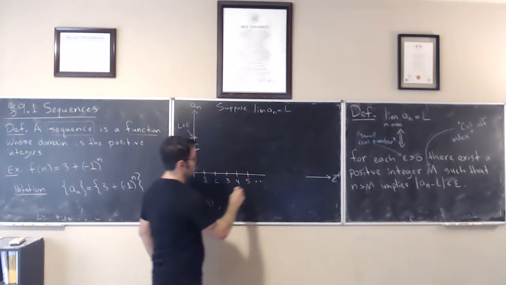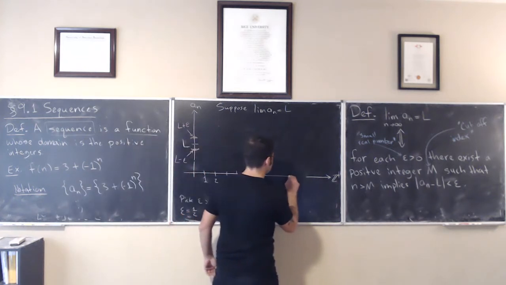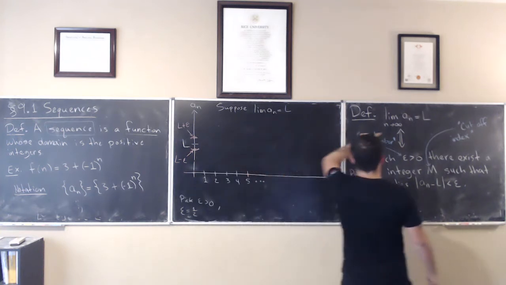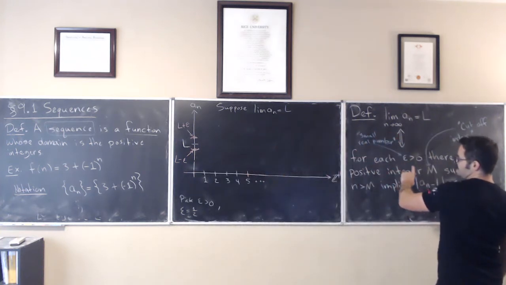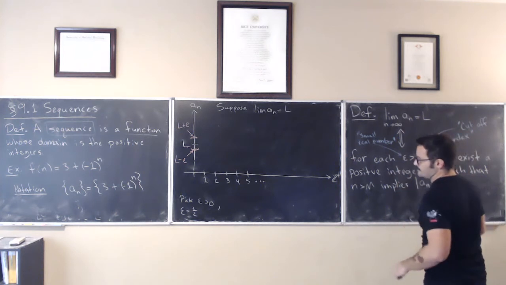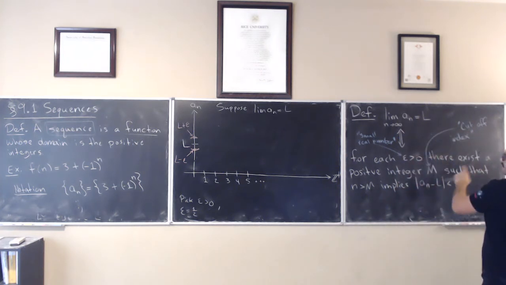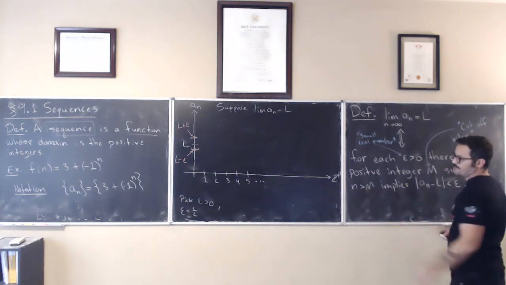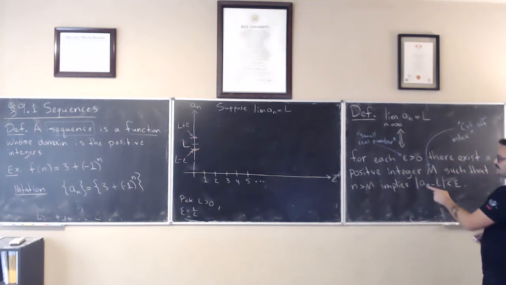So what this definition says is that if that's the case, then what does it mean? For any epsilon you pick greater than 0, there must exist a positive integer M. And what does that positive integer satisfy? It satisfies that if you pick any index greater than M, the distance in the sequence to the limit is at most epsilon.